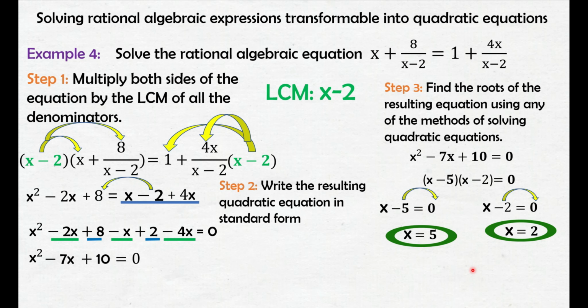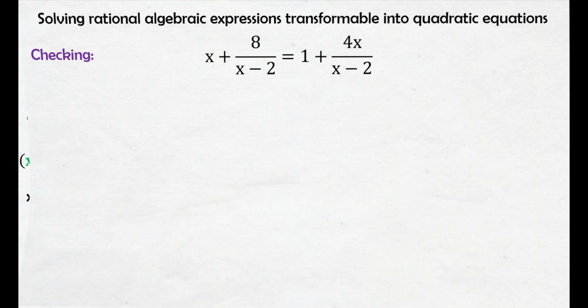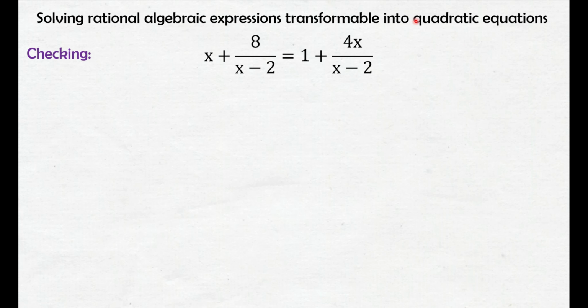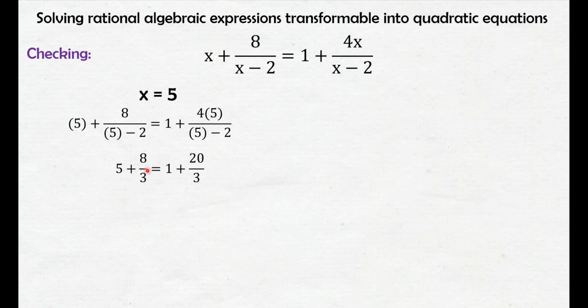So pwede natin i-check. So try natin siyang i-check. Substitute natin dun sa original quadratic equation. When x equals 5, palitan lang lahat natin ng 5 yung mga variables na x na yan. So, pwede natin simplify yan as 5 plus 8 over 3 equals 1 plus 20 over 3. Kasi 5 minus 2, that is 3. Kaya nakuha natin 3 dito. Same with this. 5 minus 2, that is 3.